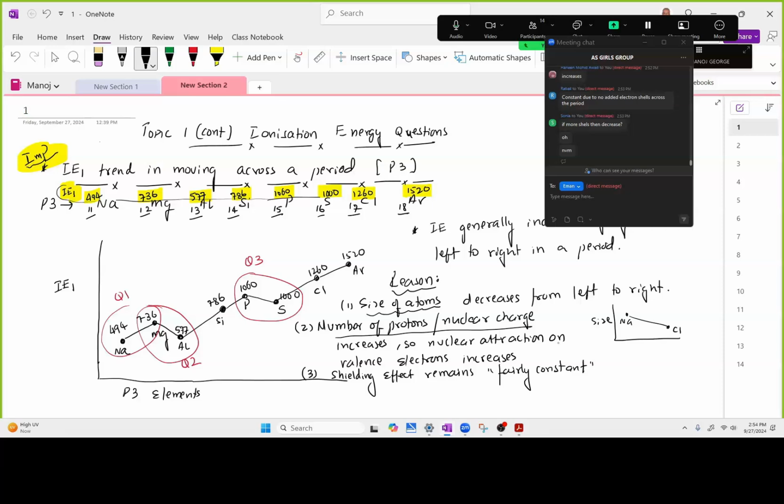So are you clear as to what happens to ionization left to right and why it happens? So what happens to ionization? It increases. Why does it happen? Because atomic size is becoming less, number of protons is becoming more, shielding effect is not changing. So because of all this, the nuclear attraction is increasing on the valence electrons.